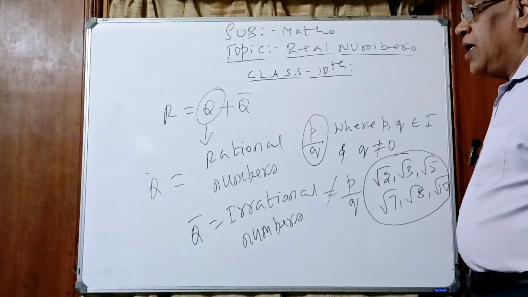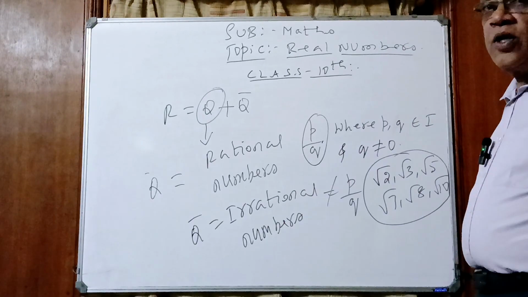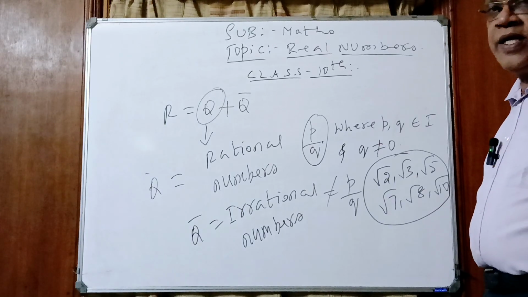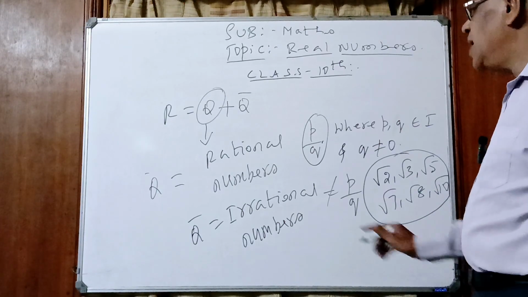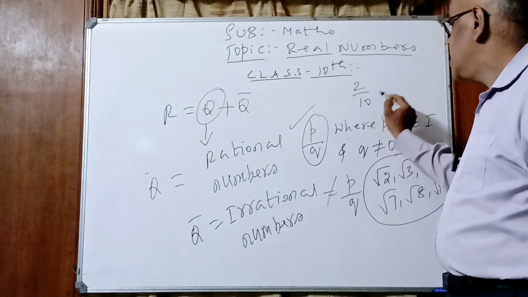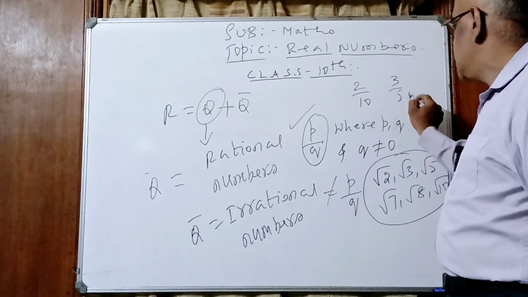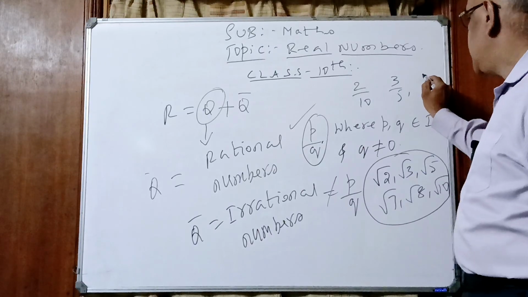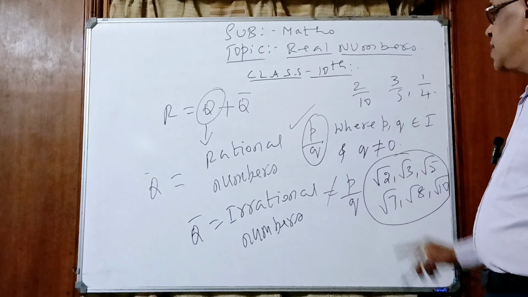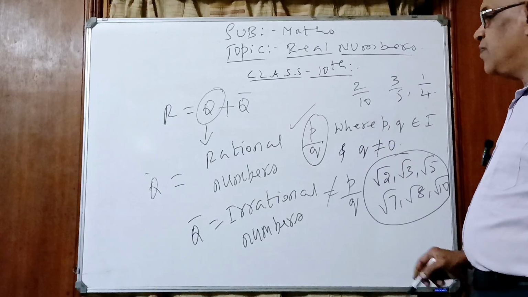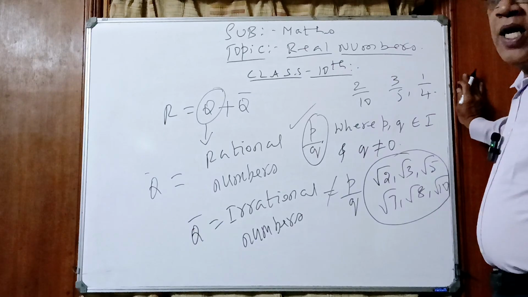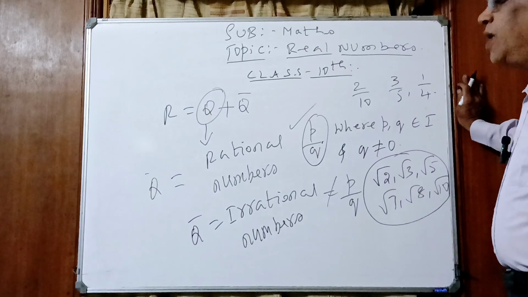Then they are non-terminating, non-recurring decimals. Which are irrational numbers? Non-terminating, non-recurring decimals. Rational numbers written in the form of P by Q are terminating decimals. Yes or no? Terminating decimals or non-terminating recurring decimals. These are rational numbers.